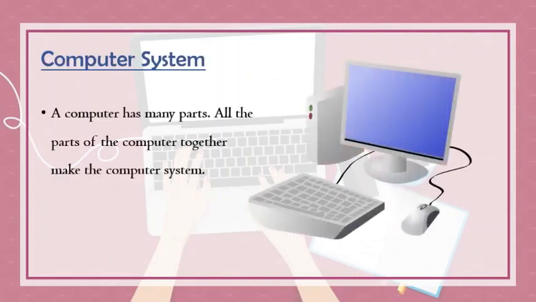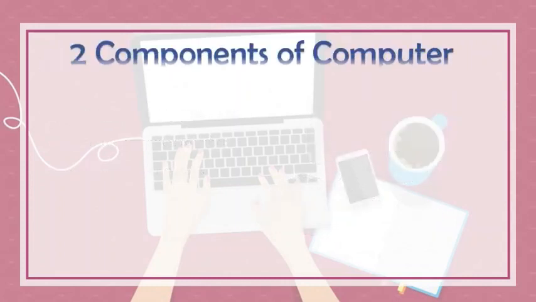What is a computer system? A computer has many parts. All the parts of the computer together make the computer system. As you see in your picture, there is the computer system, which includes all the essential parts of a computer, that is monitor, keyboard, mouse and CPU.